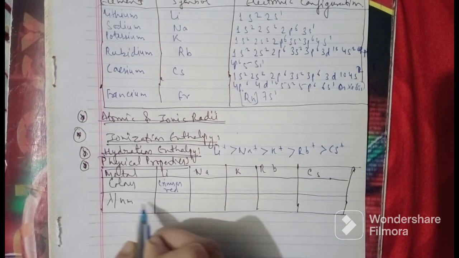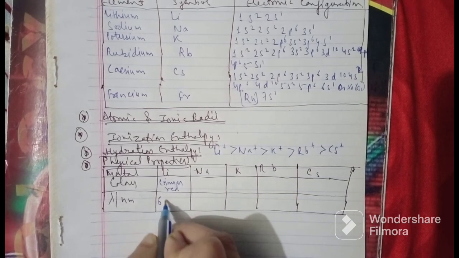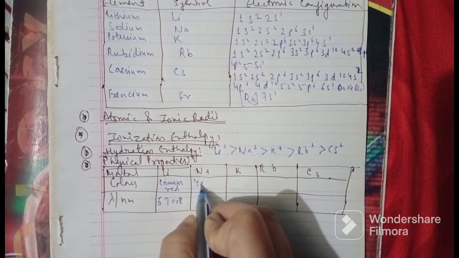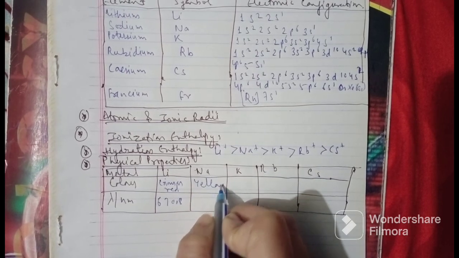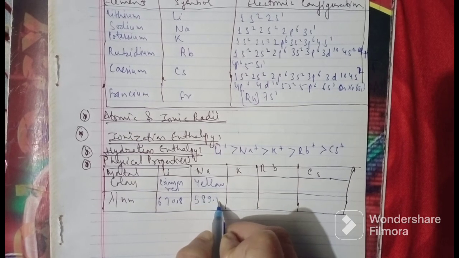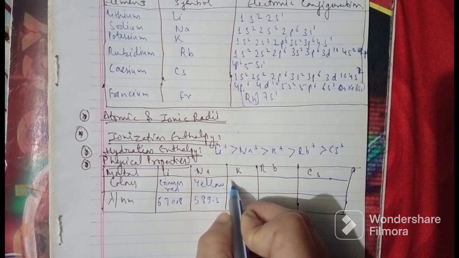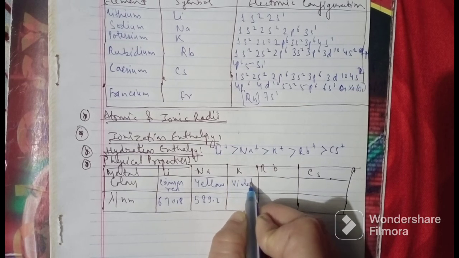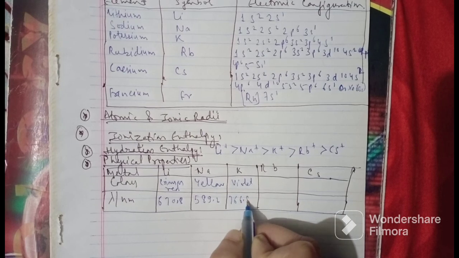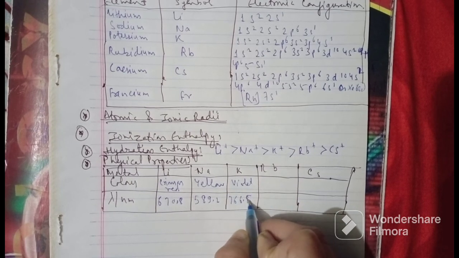For lithium the wavelength is 670.8. For sodium it is yellow, then it is 589.2. For potassium it will be violet, then 766.5.